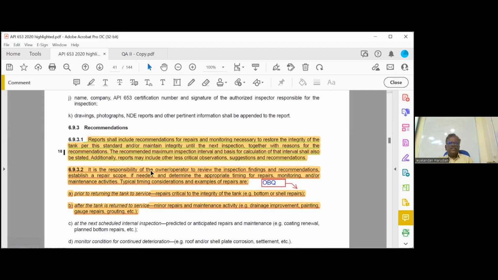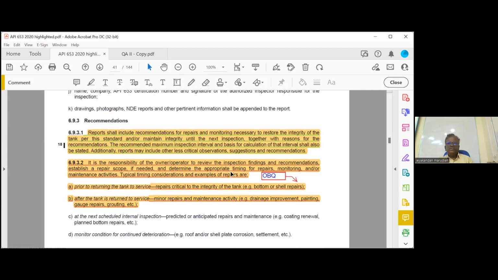6.9.3.2. It is the responsibility of the owner operator to review the inspection findings and recommendations and establish a repair scope. Typical timing considered for repairs, highlight A and B: prior to returning to service, repairs critical to the integrity of the tank, such as the bottom. So before returning to service, critical repairs should be completed. After the tank is returned to service, minor repairs and maintenance activity can be done, even in service. Open to question.